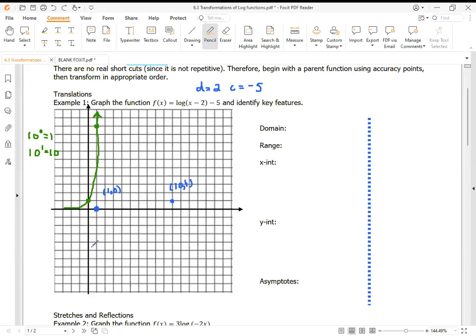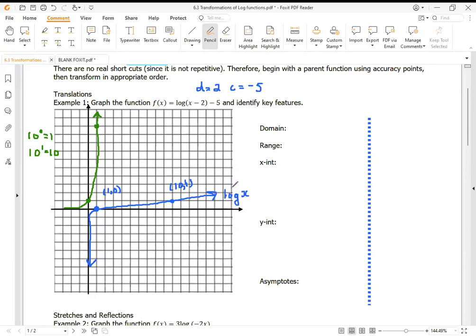That's a terrible line. Let's see if I can do this better. Something like that. It's a really bad line, but I hope you understand. Okay, this is log of base 10. It doesn't have to be base 10, right? It could be base 2, it could be base 3.